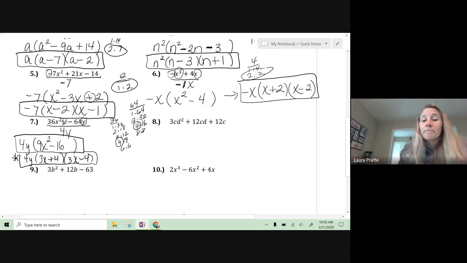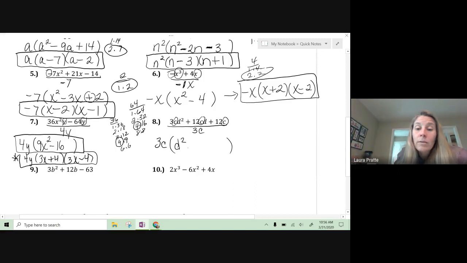Okay, number 8, 12 and 3. We're going to divide out a 3. They also all have a c, so we're going to divide out 3c. We cannot divide out a d because only the first two terms have a d, the third one does not. So when I divide out my 3c, I'm left with d squared plus 4d plus 4.